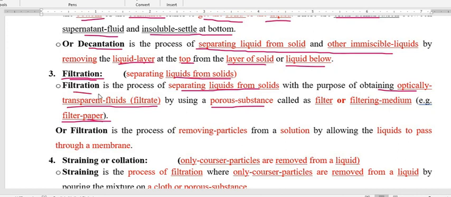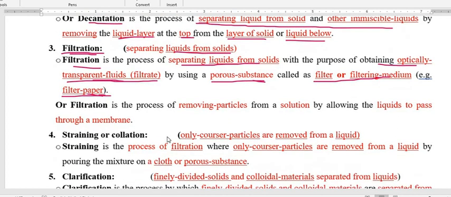So filtration is simply separating a liquid from the solid to get the optically transparent fluid by using a porous material called a filter, and therefore the porous substance we call the filter or filtering medium. So this is about filtration.